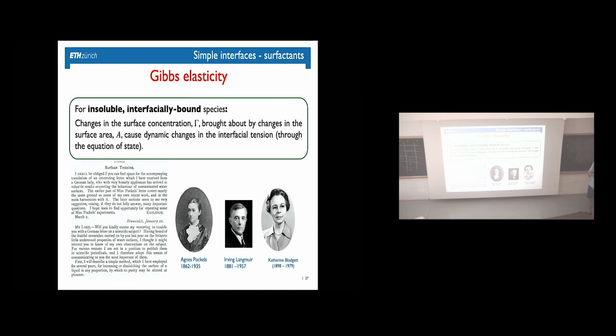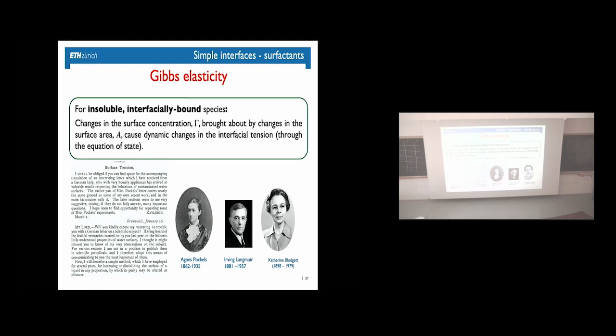And Agnes Pockels said, well, this is very nicely done, and she wrote him a letter, but I can do better in my kitchen. Instead of having an uncontrolled area, which is hard to measure, I will put a small amount, allow it to spread, and then compress the interface so that I get that area. So she made the first Langmuir trough. So call the Langmuir trough the Langmuir-Pockels trough. I mean, she really deserves our credit. Langmuir improved it and made many assays, but she was first.